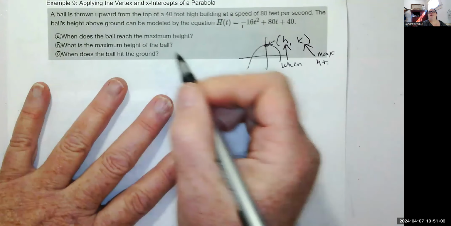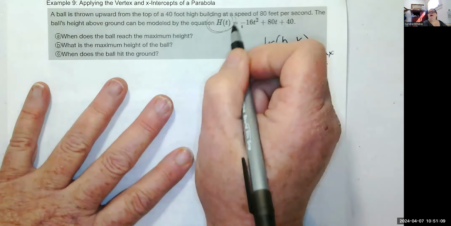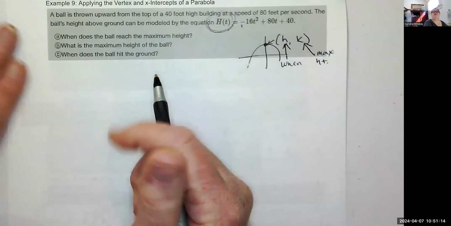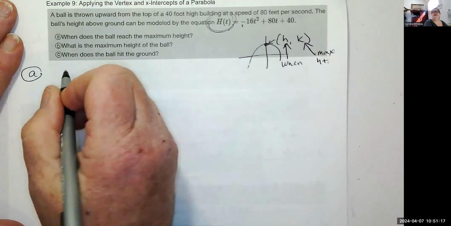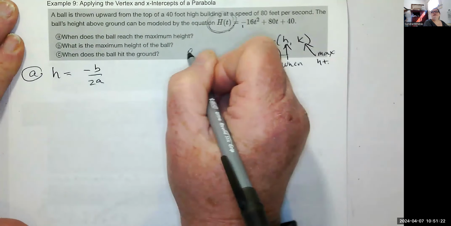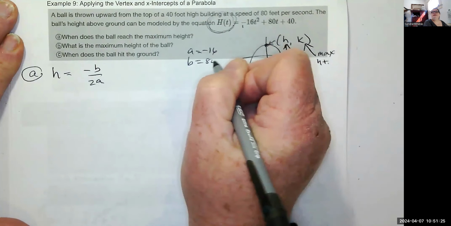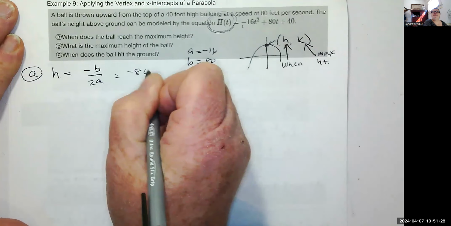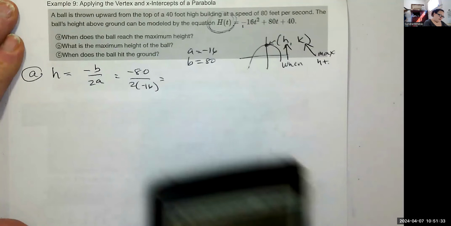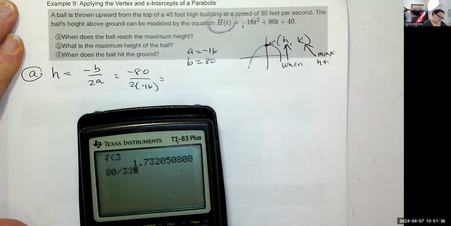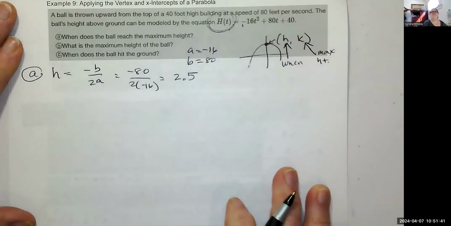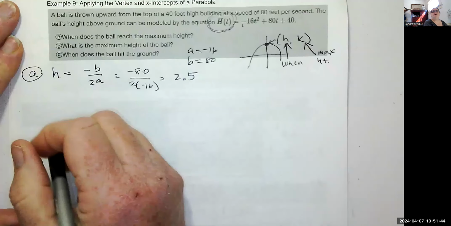And then to find out when the ball hits the ground, that's when our h of t is 0, and we'll have to solve for our zeros on that. So let's start with our vertex. h is equal to -b over 2a. a is -16, b is 80. So -80 over 2 times -16. I don't know if that's going to be pretty or not. 80 divided by 32. 2.5. That's lovely. Let's just not deal with the fraction. We don't need to here.